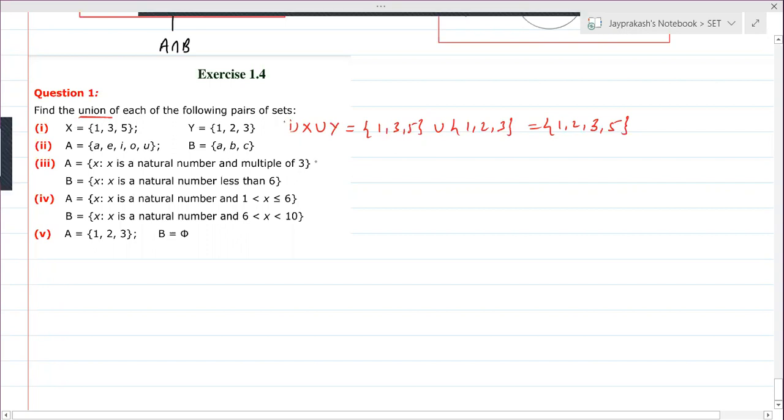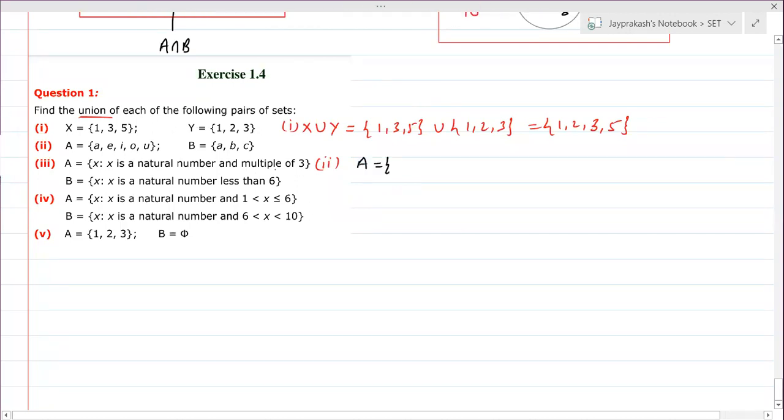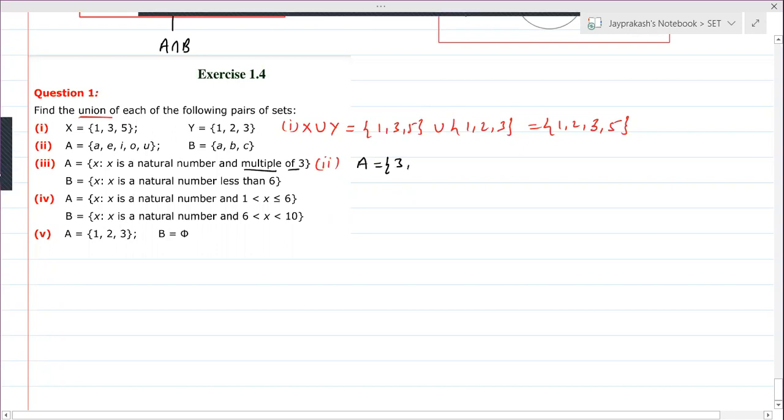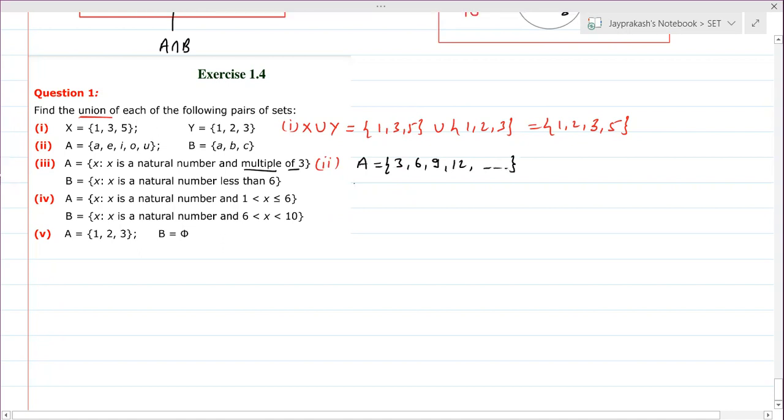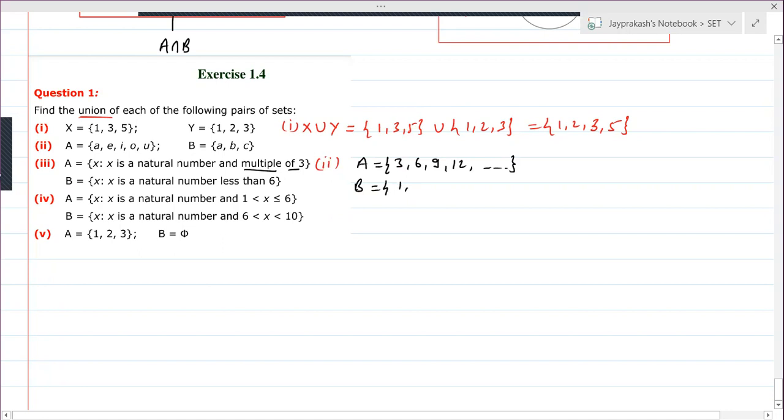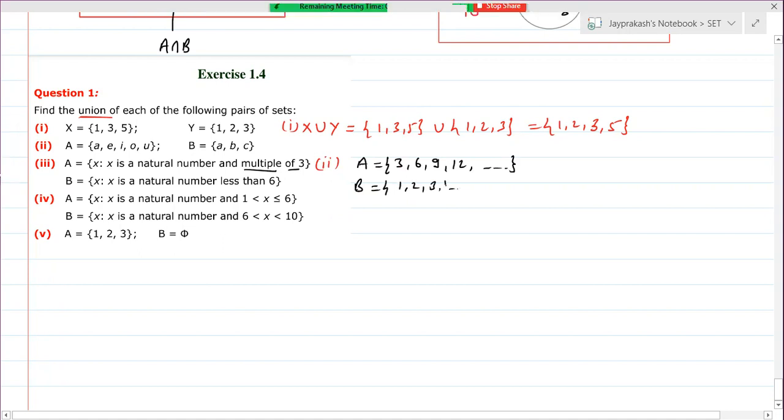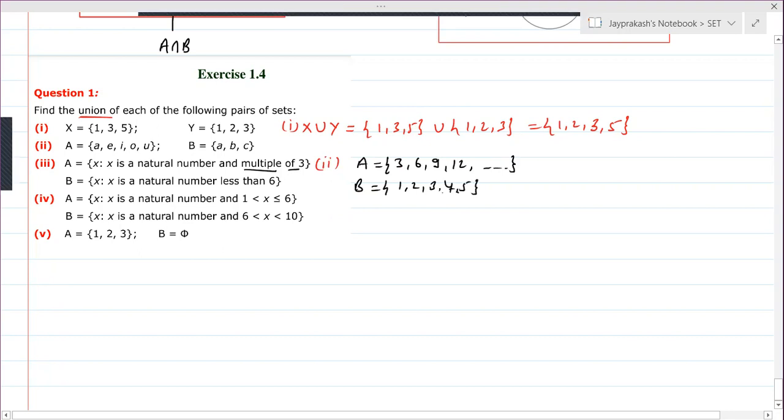So let's see question number 3. So you can see here question number 3 is written in the set builder form. So first we will write it in the listed form. So the set A is the natural numbers multiple of 3. So 3, 6, 9, 12. It is an infinite set. Then set B is the natural numbers less than 6. So 1, 2, 3, 4, and 5.